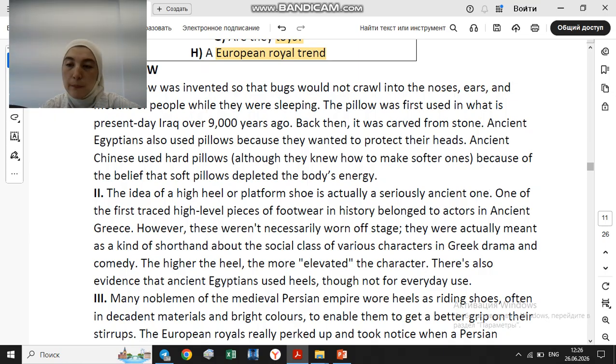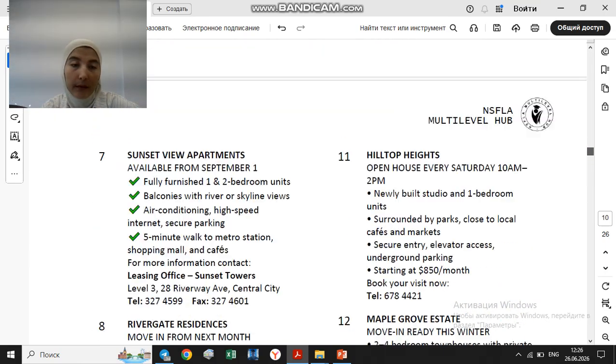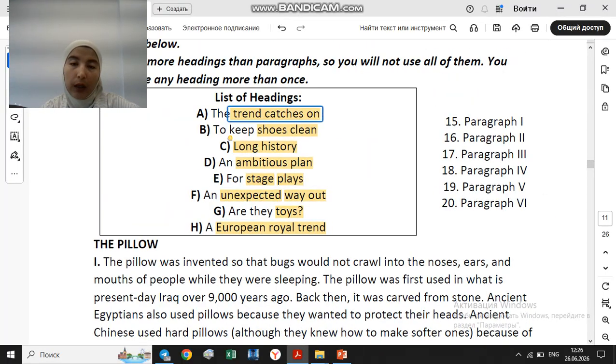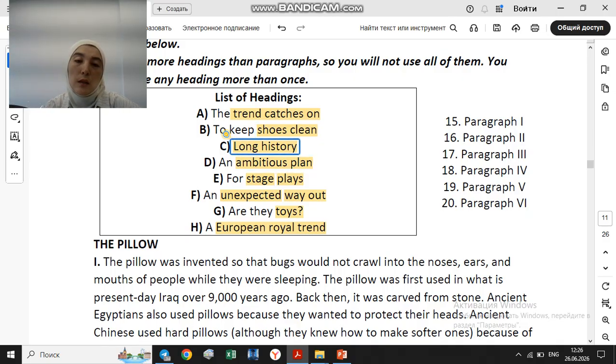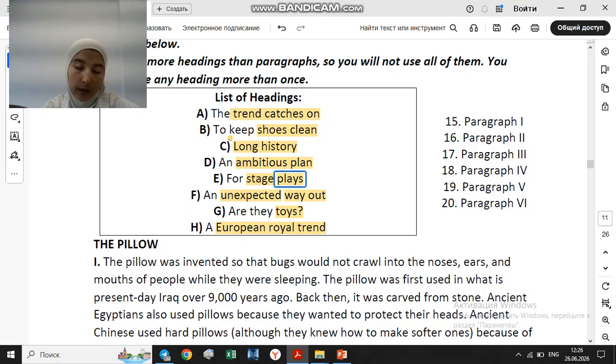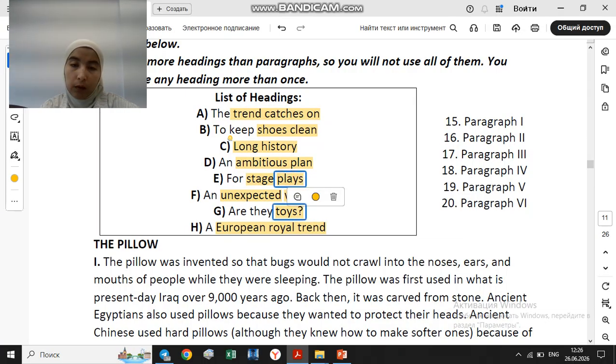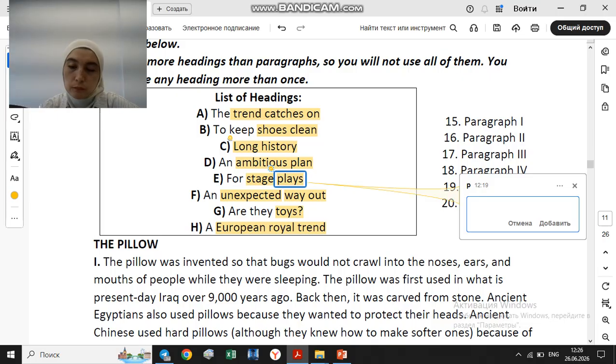So as you see, the paragraph talks about ancient platform shoes and high heel shoes, and they were used in playing dramas, in playing stage plays. So I think for this, the trend catches on, no, we haven't talked about trend. To keep shoes clean, no, they are not talking about how to keep shoes clean. They're not talking about history, not ambitious plans, but stage plays. I think we need this one, and it's number two.